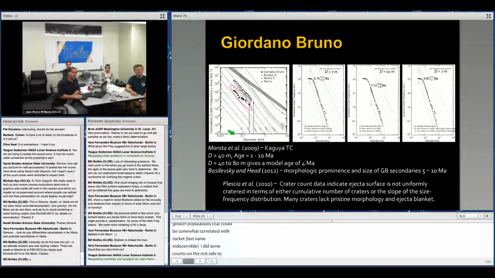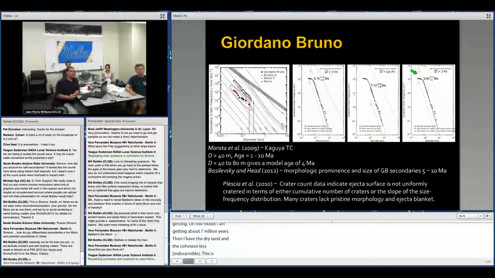So here's the Moriota et al. results using Kaguya, and they get results that fall somewhere between 1 and 10 million years. That's pretty consistent with what I'm getting. Using the Neuquén model, I'm getting about 7 million years. And then left of that, I have the dry sand and the cohesionless lunar regolith. They're all between 1 and 10 million years, which is fairly consistent.